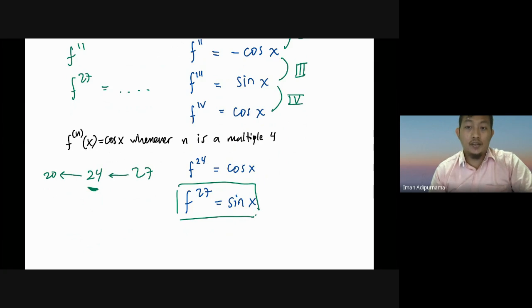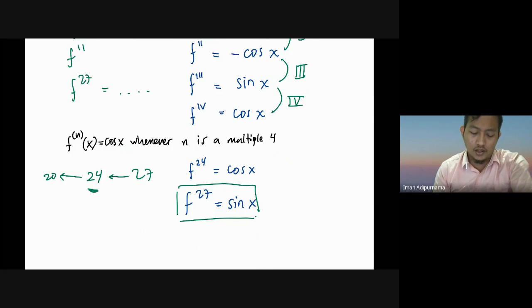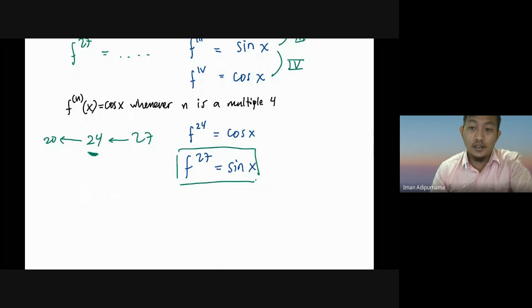And then we get the answer. Okay. And probably you can have this kind of question with similar explanation, but maybe more complicated functions. But it has a similar idea, and maybe you need to find the pattern first, the cycle, and then you can easily find the 27th derivative of the function.